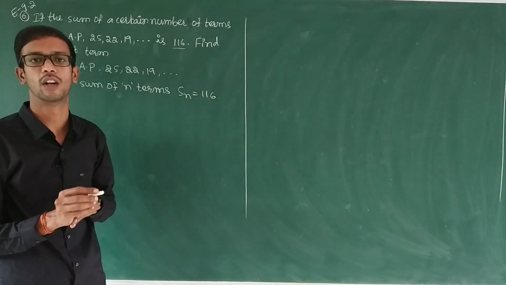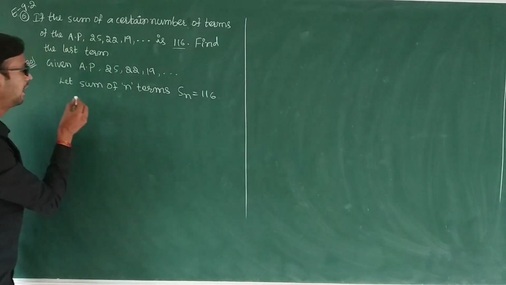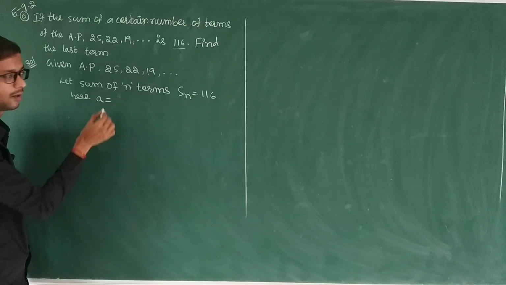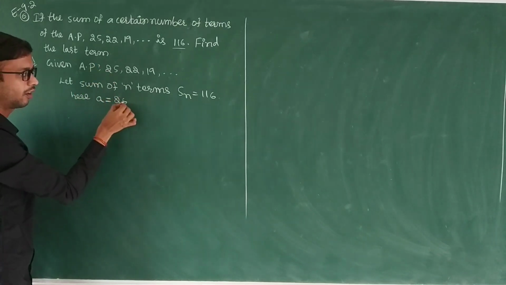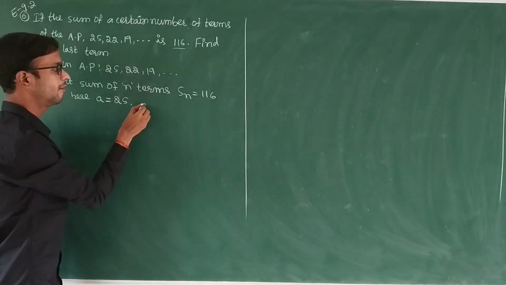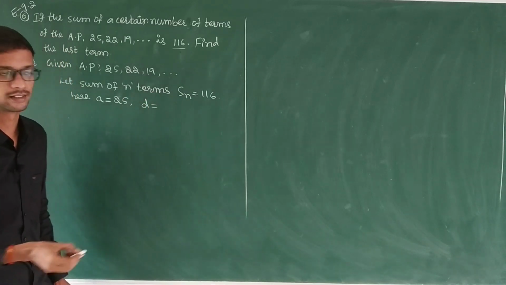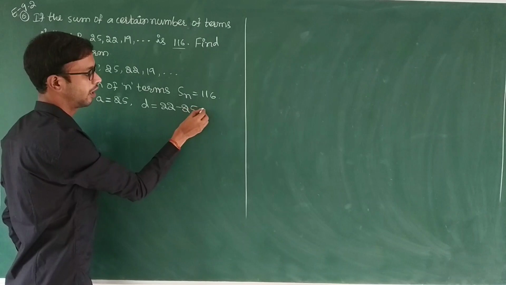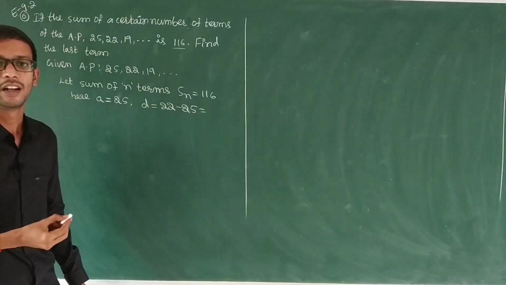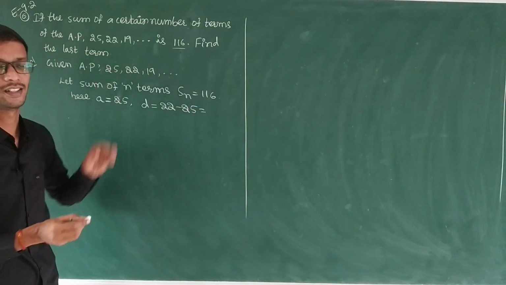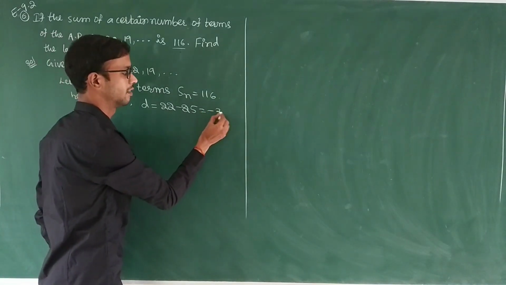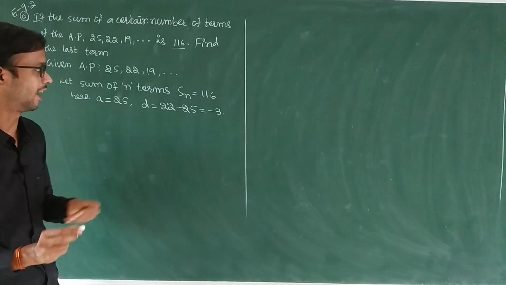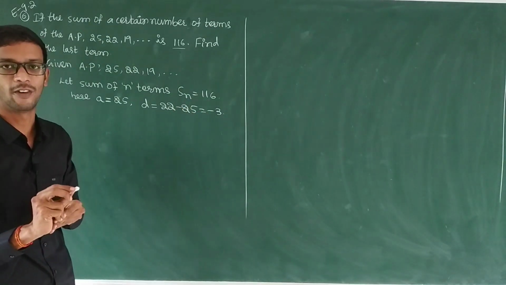Sn is equal to 116, and here a is the first term, which is 25, and d is the common difference. Common difference means second term minus first term, 22 minus 25, that is minus 3. The d value is minus 3, the a value is 25, and Sn is equal to 116.